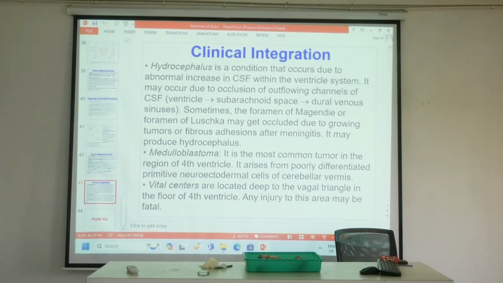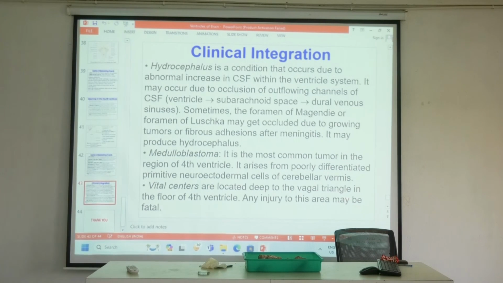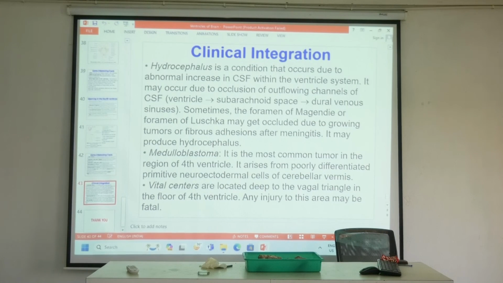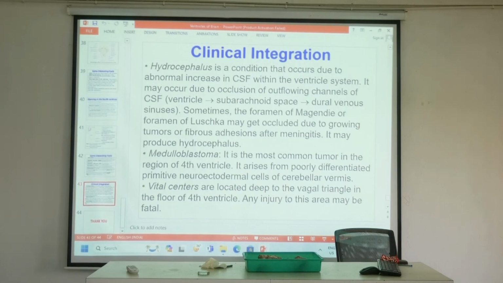Now the vital centers, they are located deep to the vagal triangle in the floor of the fourth ventricle, and any injury to this area may be fatal because there will be stoppage of respiration and death can occur. Also the heart can stop, circulation can stop, and death may occur. So vital centers are located in the medulla mainly, in the floor of the fourth ventricle.